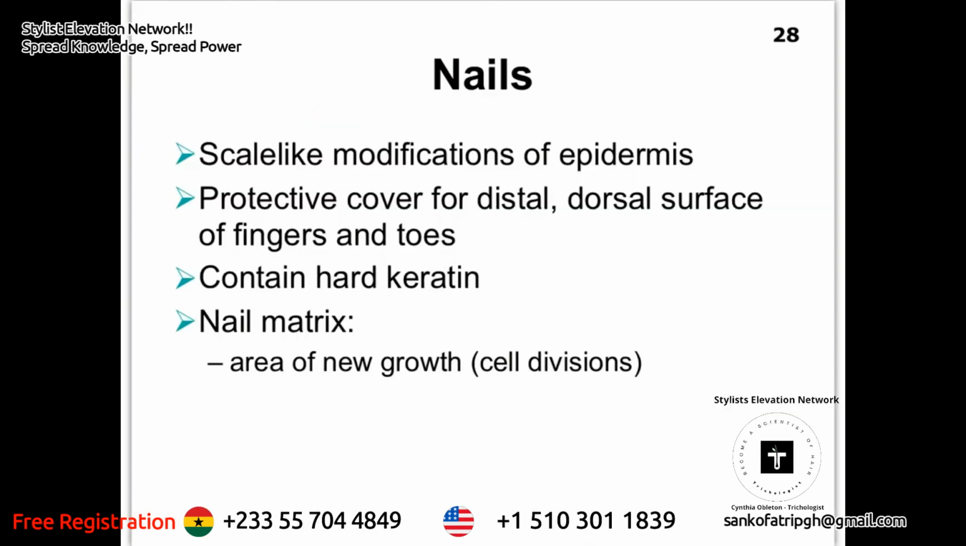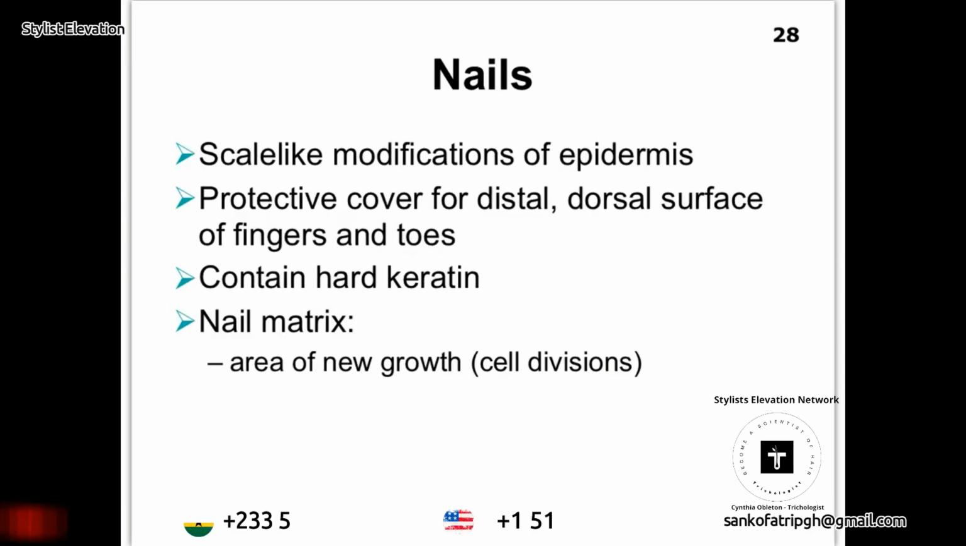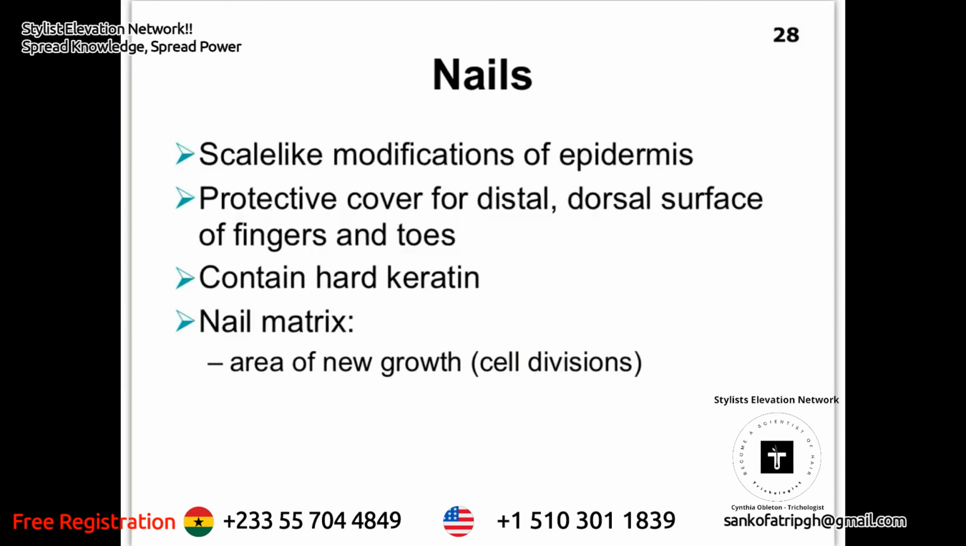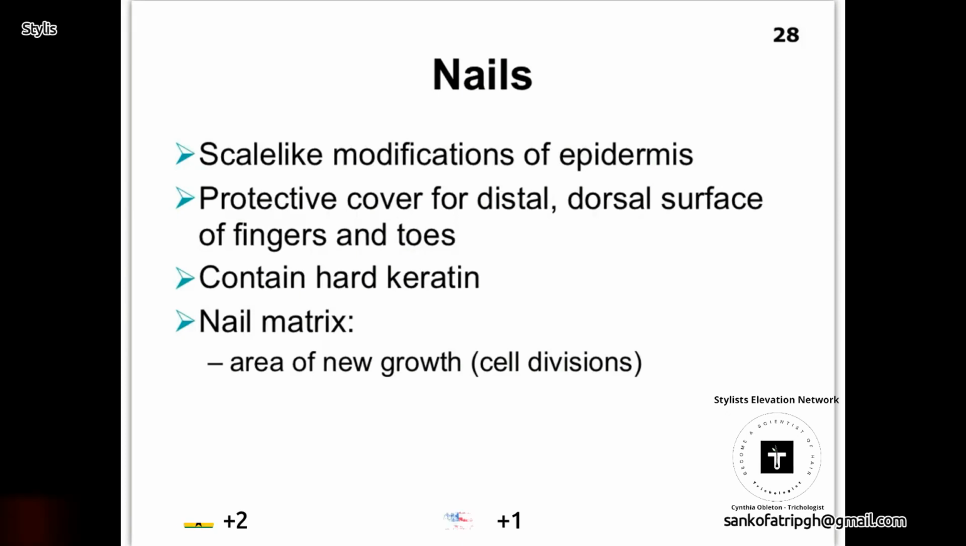Just like our hair follicles are made up of keratinocytes that secrete a much harder keratin, so do our nails. Except that the nails are more scale-like modifications of our epidermis. And of course, they protect our fingers and our toes. And just like our hair follicle had a hair matrix, we again have a nail matrix where mitotic cell divisions occur, basically the basal layer of the keratinocytes nearby the dermis.